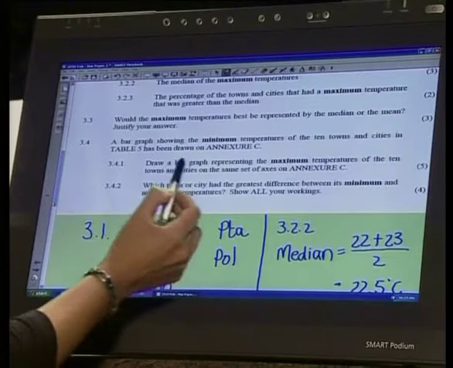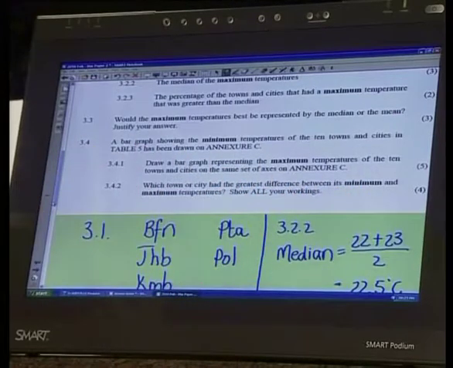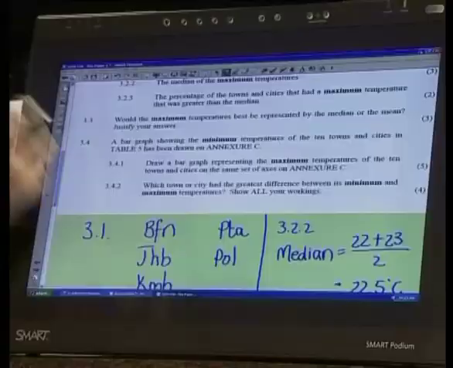The question now asks you to draw a bar graph representing the maximum temperatures of the 10 towns and cities on the same set of axes. Now, why would we do that? Why would they already put the minimum values in and then ask you to draw the maximum? Well, the most obvious answer would be to make a comparison between the maximum values and the minimum values. Okay, so I'm not going to do that.